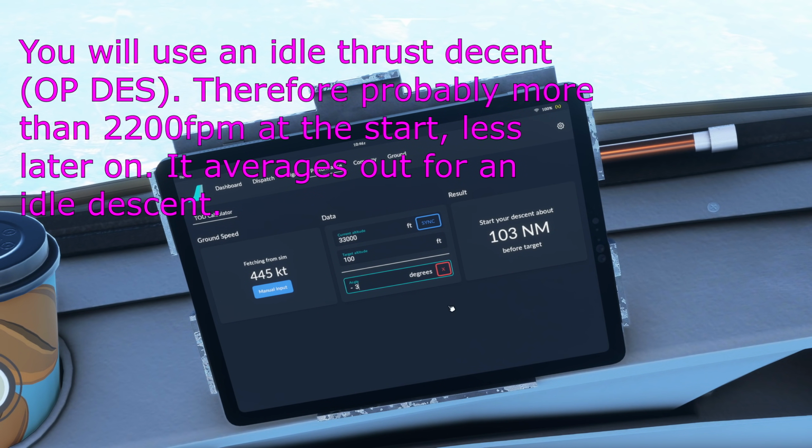You've got to remember, when we start our descent, you'll probably do more than 2,200 feet per minute. But as you get lower, you'll start slowing down, so you'll end up doing less than 3 degrees a bit later on and so on.